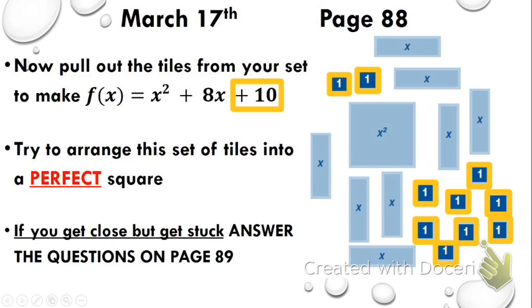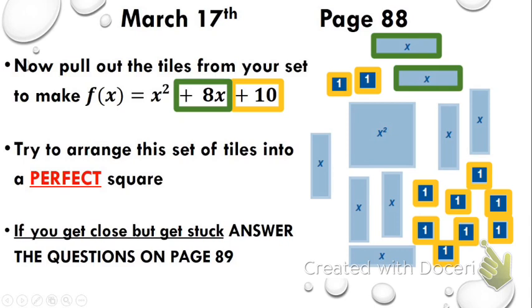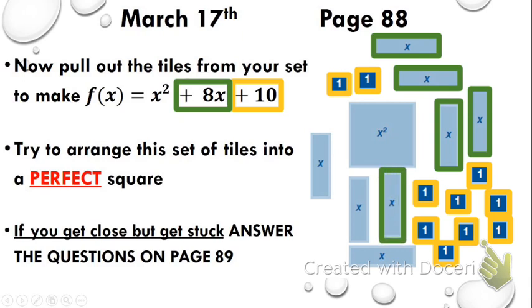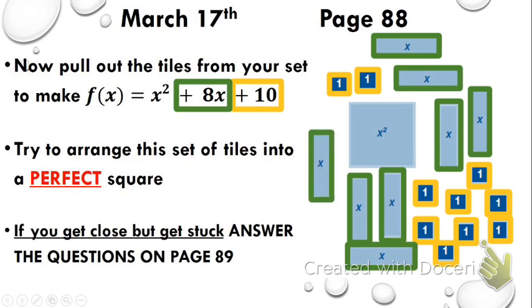How many of the green rectangles do you need? 8. 1, 2, 3, 4, 5, 6, 7, 8. And how many of the large blue squares? Just one of them. You only have a single x squared there.